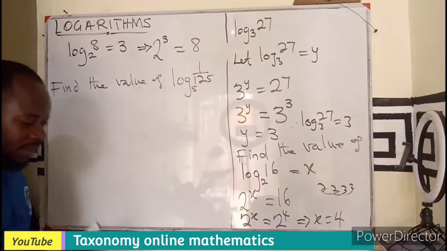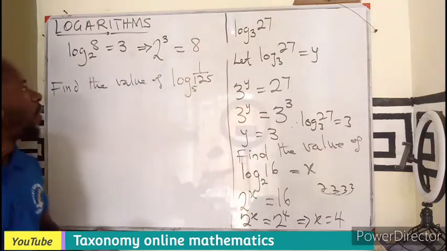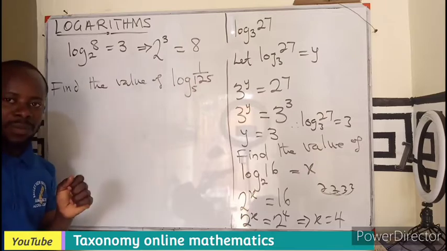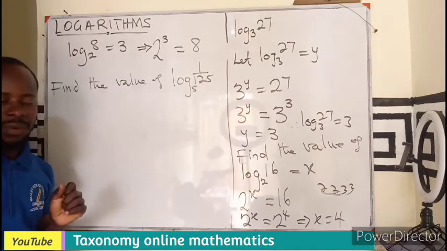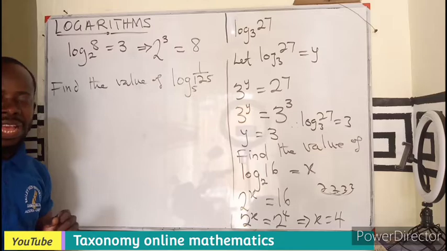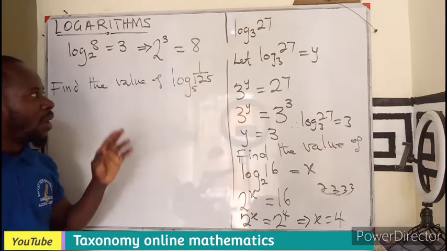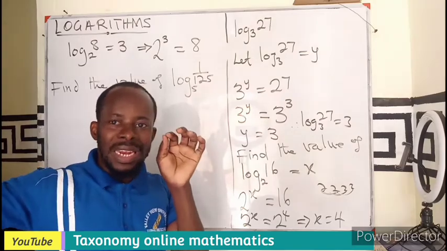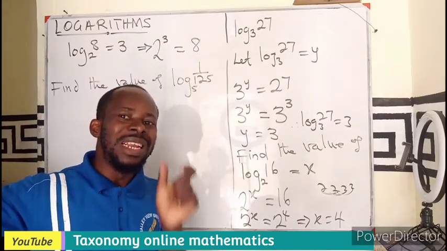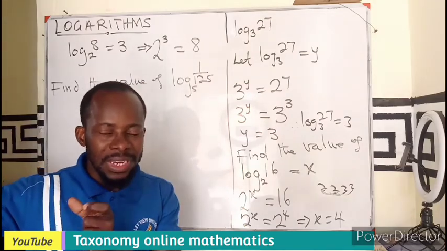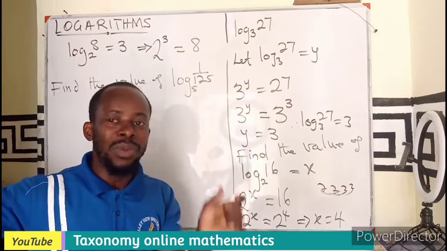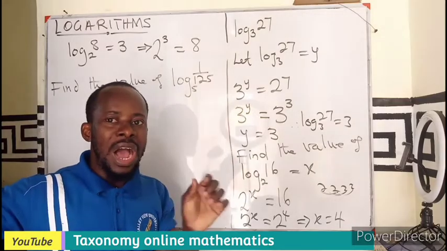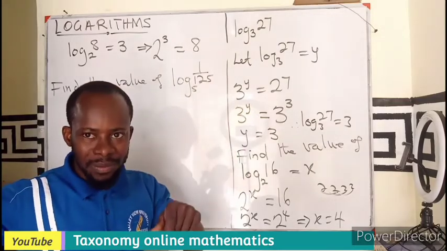So let's say we have this. We have to find the value of log 1 over 125 to the base x. Now, in all that we were doing, we make sure that the base is always greater than what? 1. The base is always greater than what? 0, sorry. It should be greater than 0, meaning we don't have a negative base.